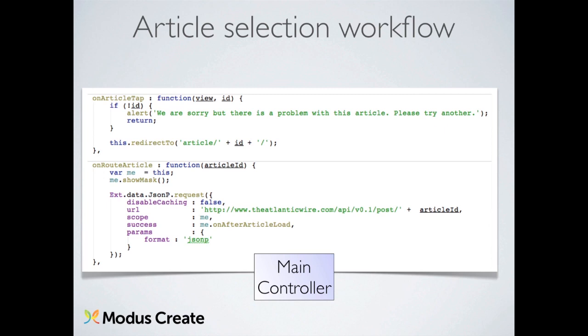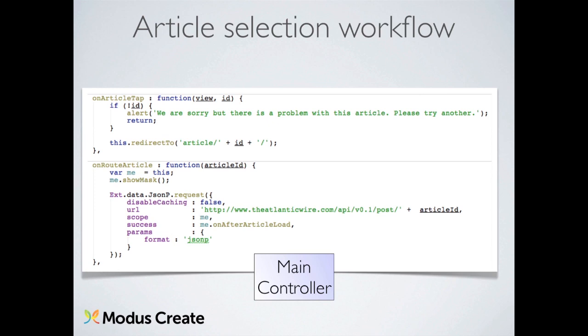I say unfortunately because there are some things that I would like the browser to be able to do, like pass complex objects over with routes, but it would make the URLs look ridiculous, so we don't do that. So onRouterArticle catches the article route's event, essentially, and does a JSONP request. JSONP, we're using it because it is calling from a different domain, and we have a success handler called onAfterArticleLoad.